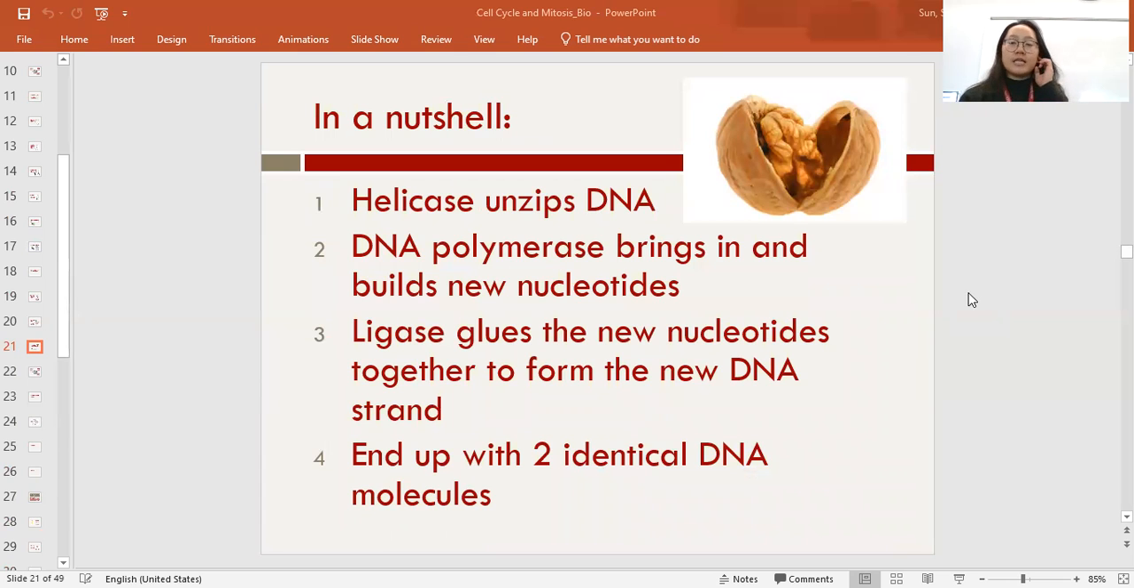Overall, in a nutshell, here are the steps of DNA replication or DNA synthesis. Helicase will unzip the DNA to open it up for access. DNA polymerase will bring in and build the new nucleotides based on the ATGC pairing rules. Ligase will glue all of the nucleotides together to form the new strands, and then you end up with two identical DNA molecules. And they're semi-conservative because they're half old, half new.